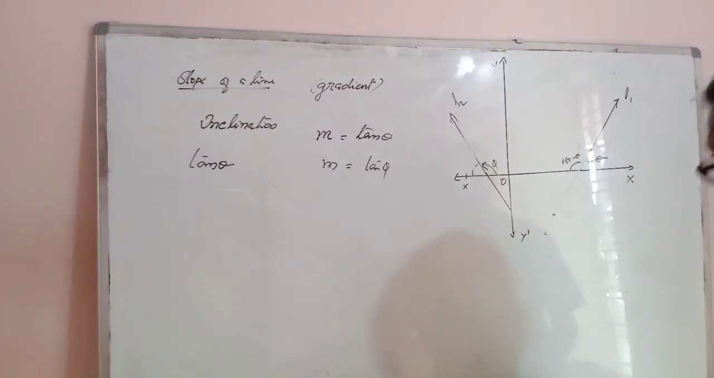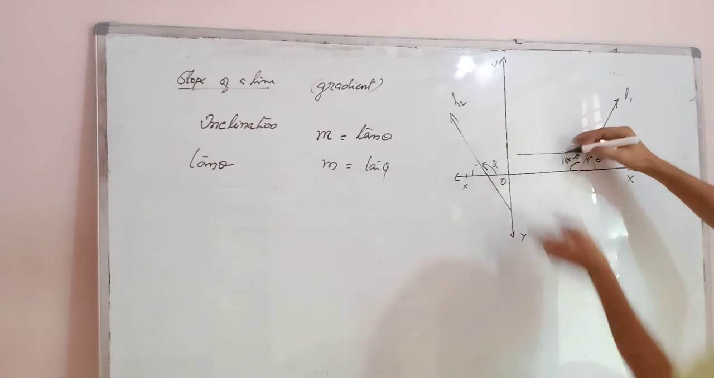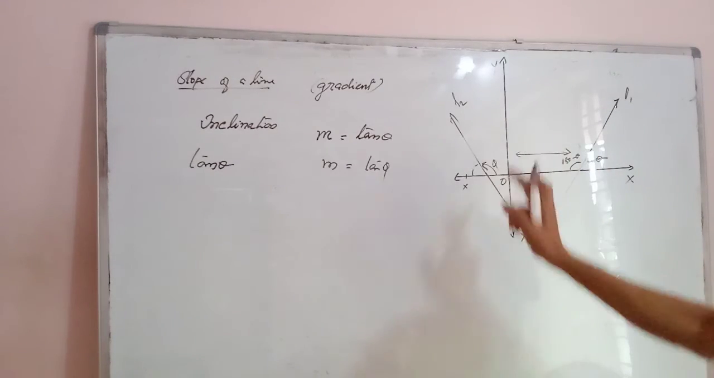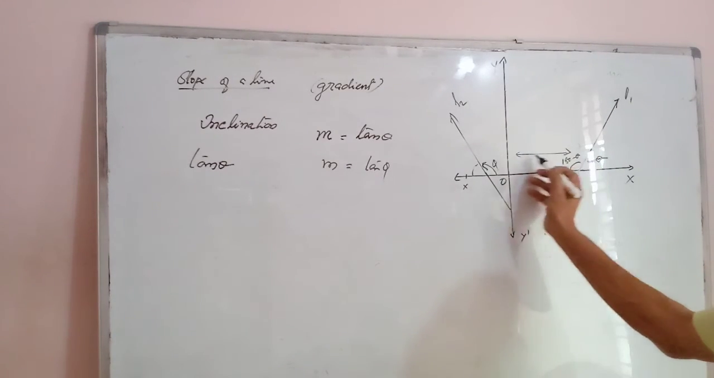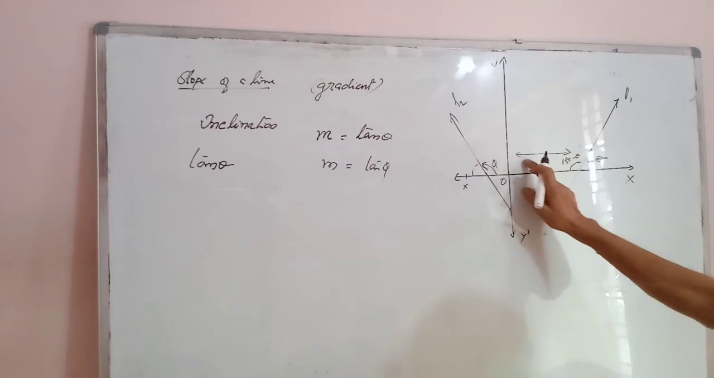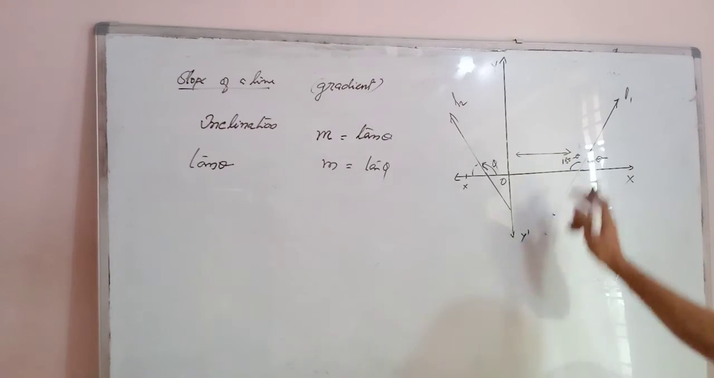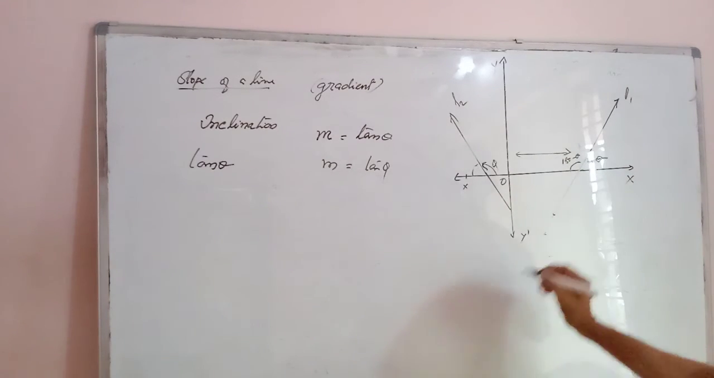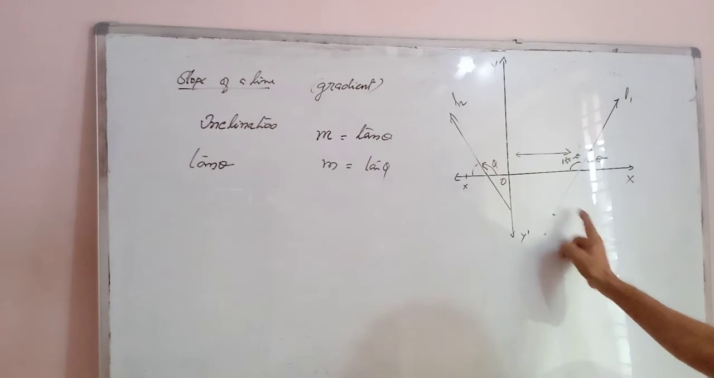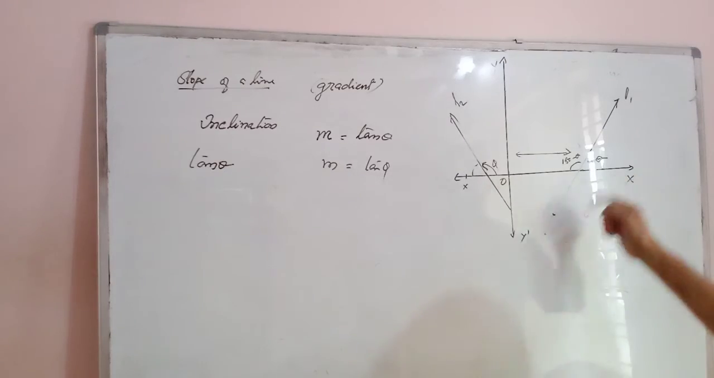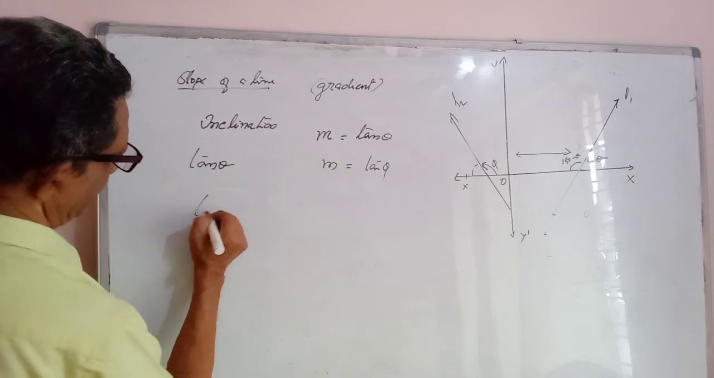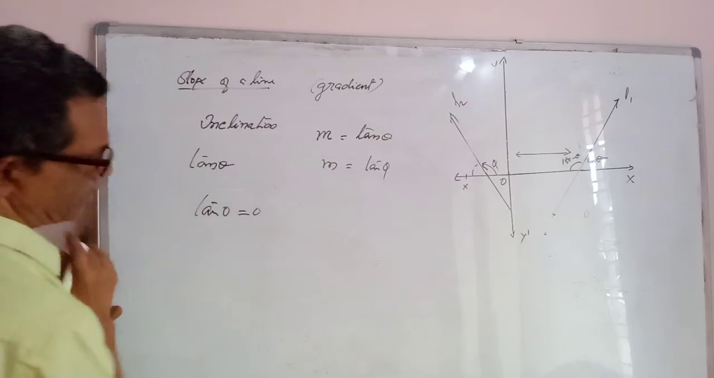Next, consider this line. You know this is a horizontal line. What is the inclination of this line? This line makes 0 degree with the x-axis because they never intersect. So the inclination of horizontal lines including x-axis is 0. So the slope of this line is tan 0. This is also tan 0. The slope of a horizontal line is always tan 0 because the inclination is 0. So tan 0 is 0.